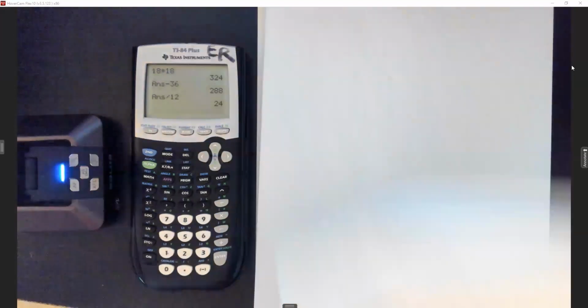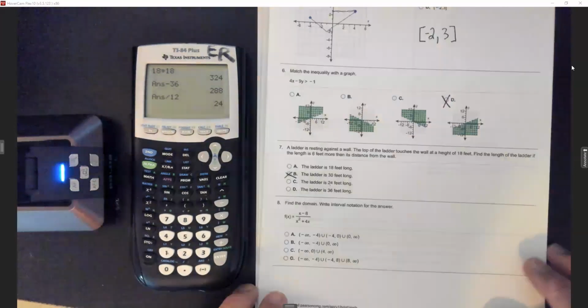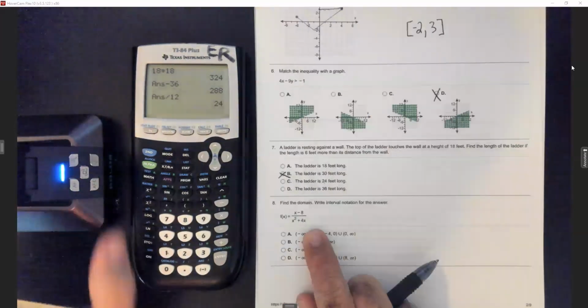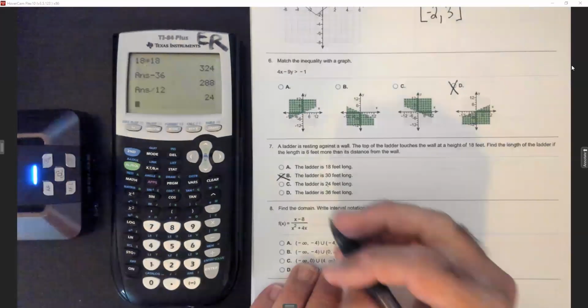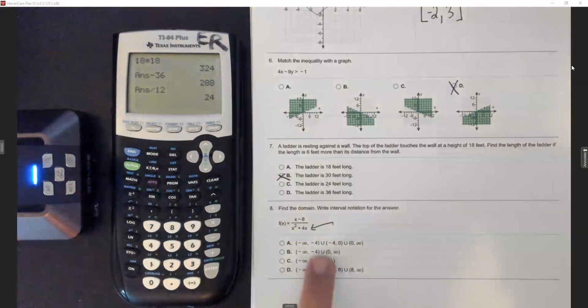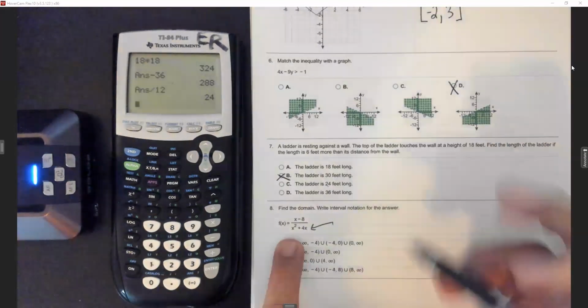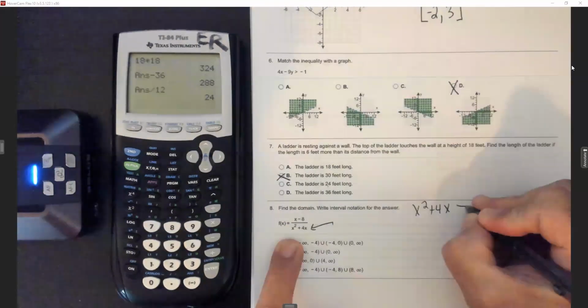All righty, so go to the next one, number 8, says find the domain. So let me zoom in just a little. To find a domain, we're only worried about the bottom of a fraction. So what I did on these parts, I took the x squared plus 4x, and we said it could not equal 0.